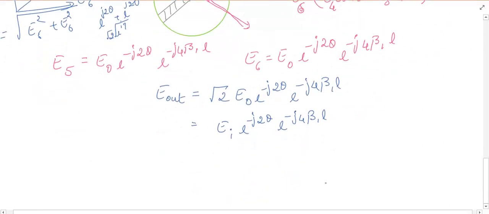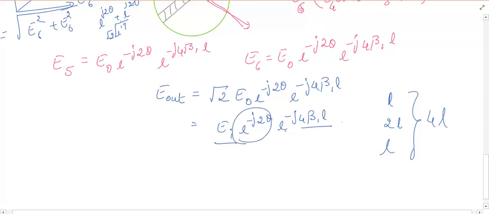What was our incident signal? Our incident signal was EI, right? And there were three plates. First and second plate had a length of L and the middle one was 2L. So the total length is 4L. Agree? That's why we got it as 4 beta 1L. Fine. So that is done. So what we got initially was EI. Now we got an extra term with a phase shift of 2 theta. So the phase shift we got here by rotating those plates is 2 theta. So the total phase change is given by 2 theta plus 4 beta 1L.